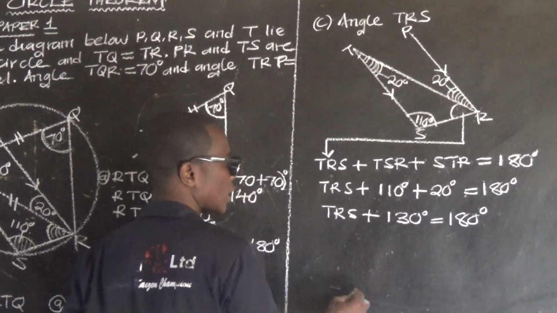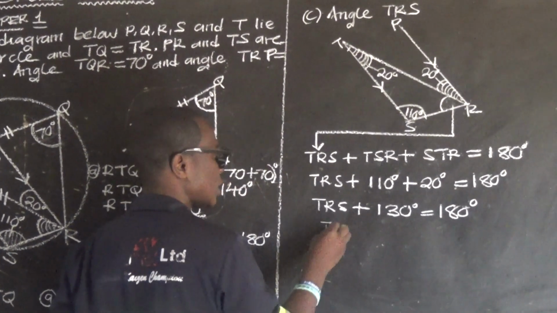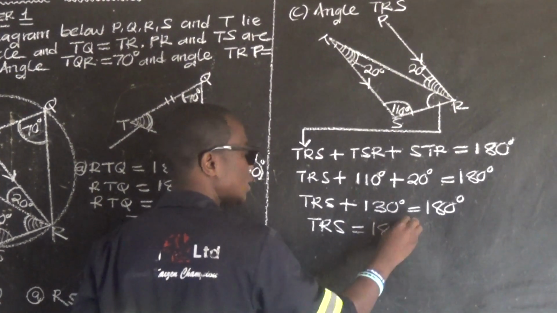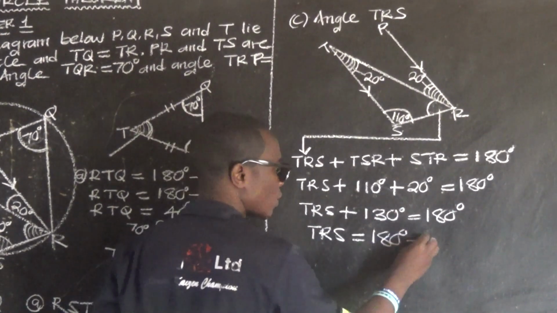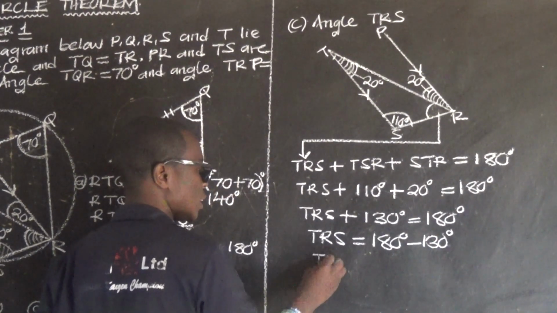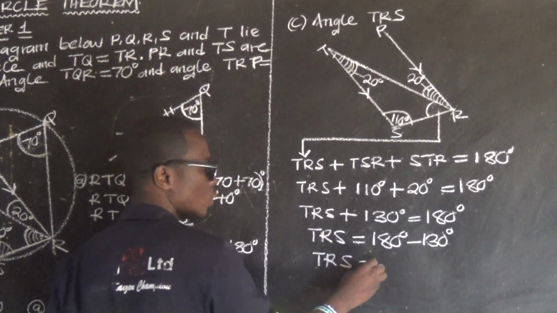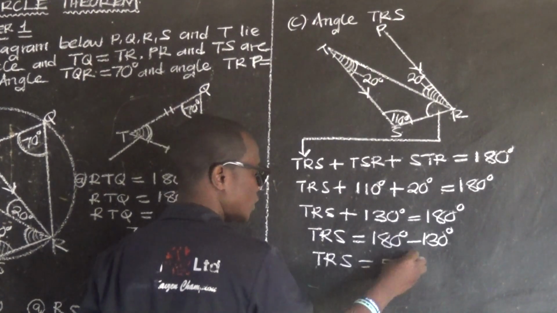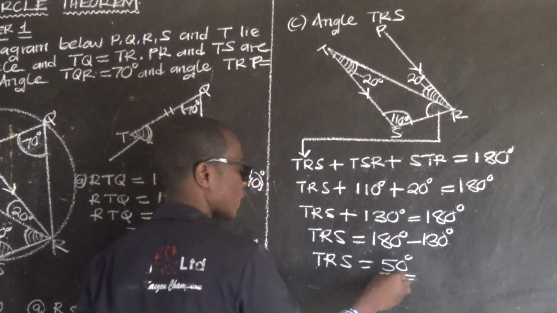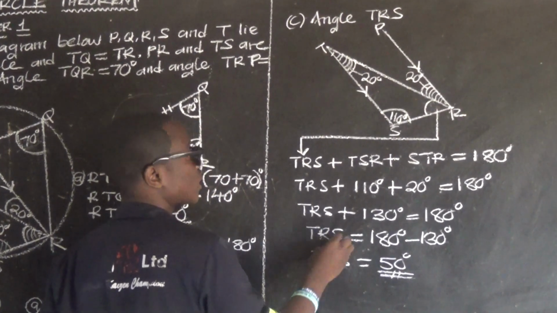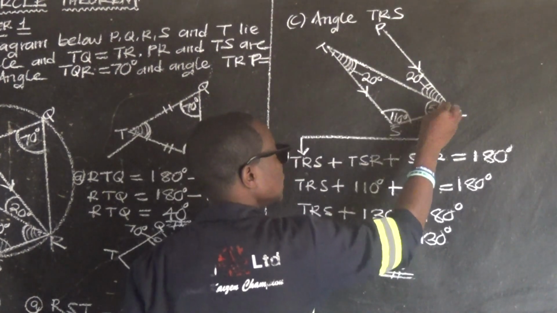So in this case, we can transpose this and say TRS is equal to 180 degrees minus 130 degrees. So we say TRS is equal to 180 minus 130 degrees. You get 50 degrees as the value of angle TRS. So this angle is 50 degrees.